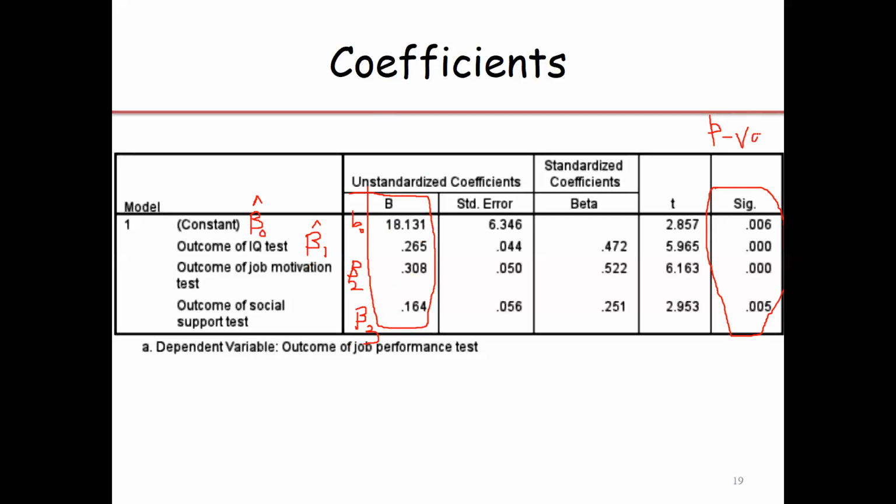If the p-value is less than 0.05, we have to reject the null hypothesis. If the p-value is greater than 0.05, we have to accept the null hypothesis. So all of the null hypotheses are rejected. What are these null hypotheses? Significant beta naught, significant beta 1, significant beta 2. Significant means these values are significant, and we have to keep them in the model.